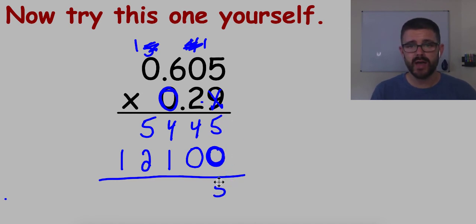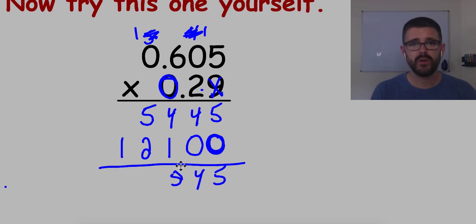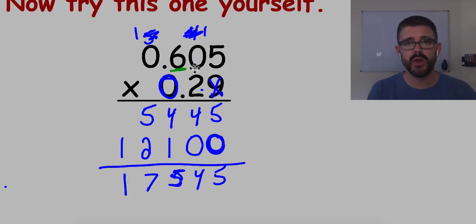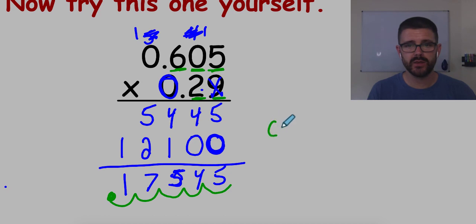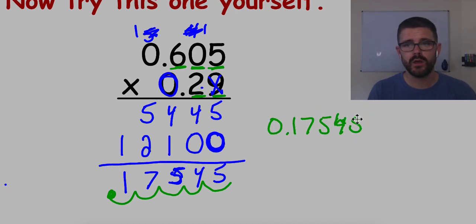5 plus 0 is 5. 4 plus 0 is 4. 4 plus 1 is 5. Oh, that was an ugly 5. 5 plus 2 is 7 and a 1. Now I need to count those decimal places. I have 1, 2, 3, 4, 5 decimal places in my problem. So I come over 1, 2, 3, 4, 5 decimal places in my answer. 0.17545. That's my final answer. Hopefully you did well.